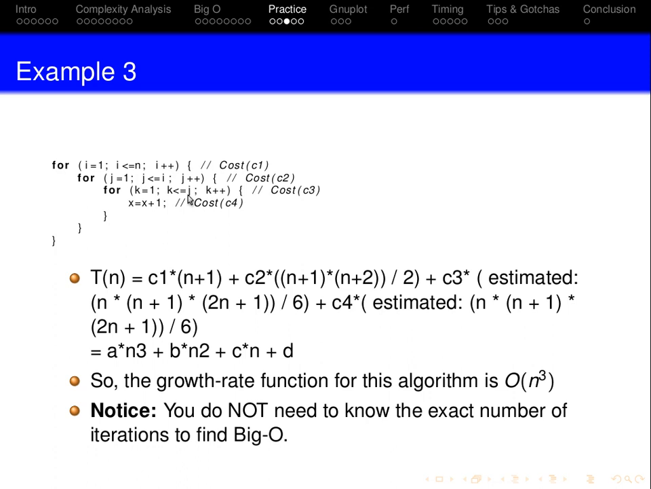Same thing with k, actually. Since j is going to evenly flop around between 1 and n, it happens n over 2 times. We don't care about that coefficient of 1/2, so we call it n as well. You can multiply it all out, but we really don't care about the coefficient, so we just call it n cubed. You don't need to know the exact number of iterations to find out the big O. That's what's nice about big O. And we're going to use this a lot in class. I just wanted to give you all some good practice. Any questions on this one?